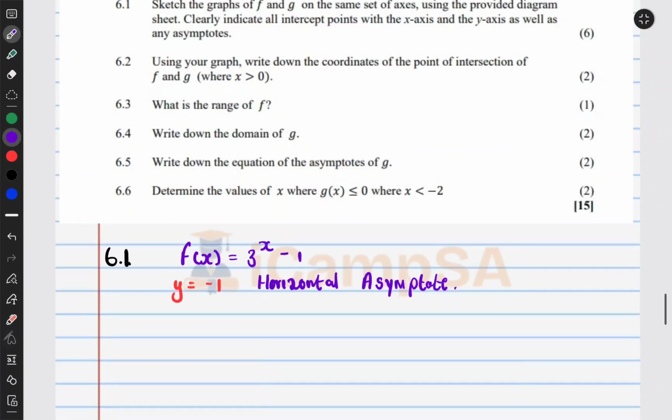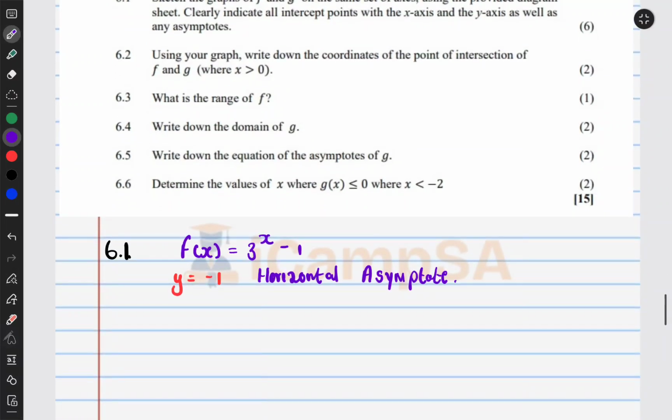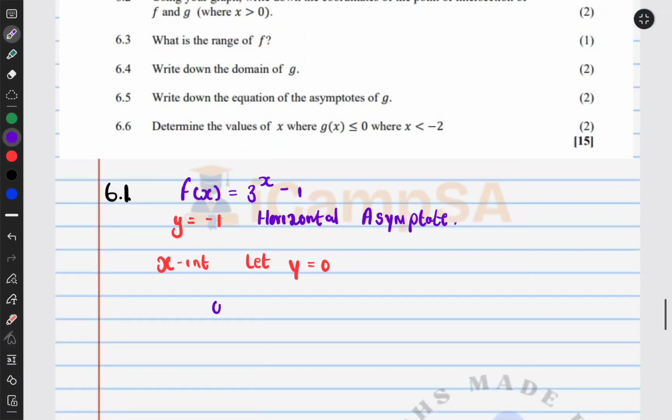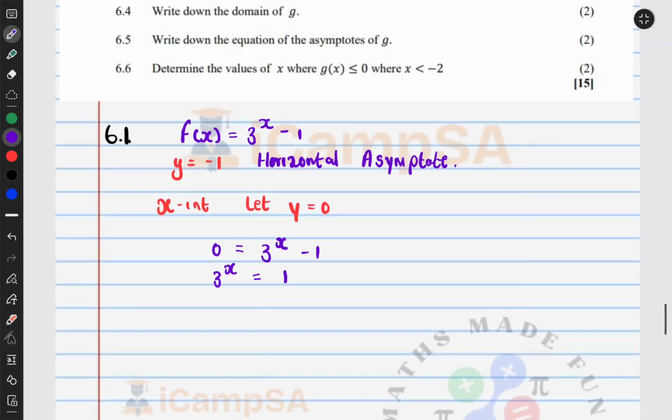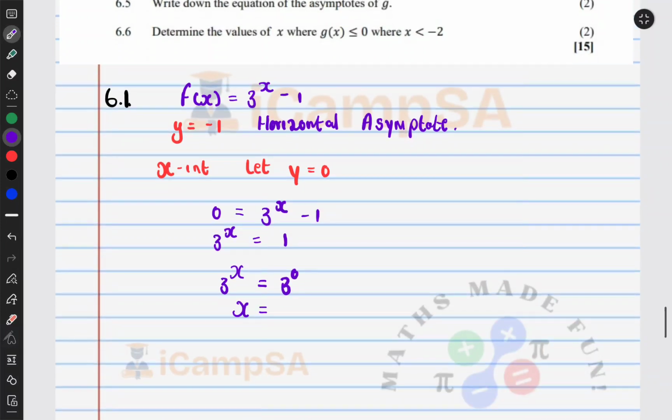And then next, let's find the intercepts with the axis. For the x-intercept, let y equal to 0. So we're gonna have 0 is equal to 3 to the power of x minus 1. We take the 1 to the other side, we're gonna have 3 to the power of x is equal to 1. Therefore, let's solve for x. 3 to the power of 0 is the same as 1. We drop the bases, we're gonna be left with x is equal to 0. We use the laws of exponents for that. x is equal to 0.